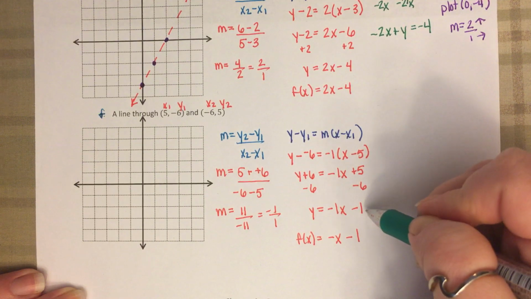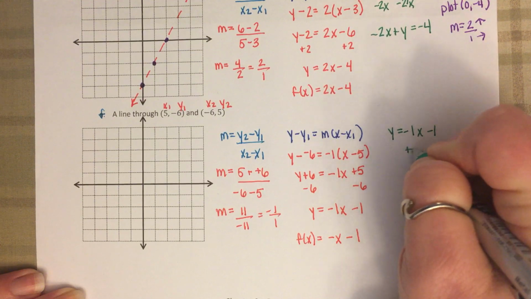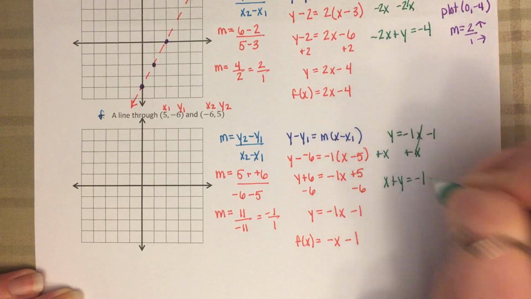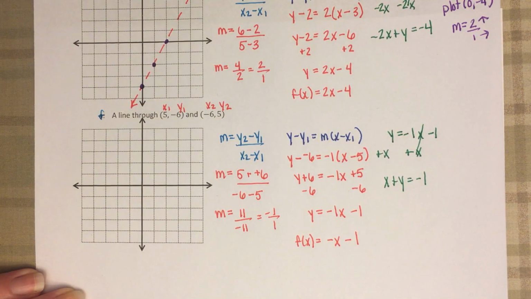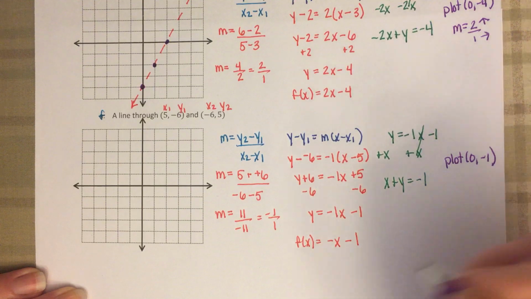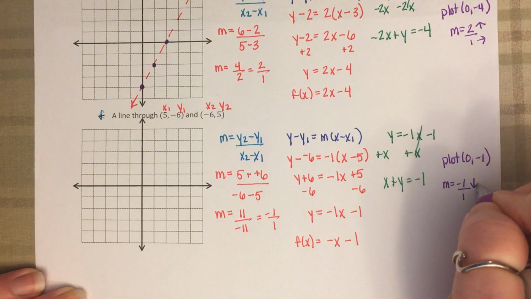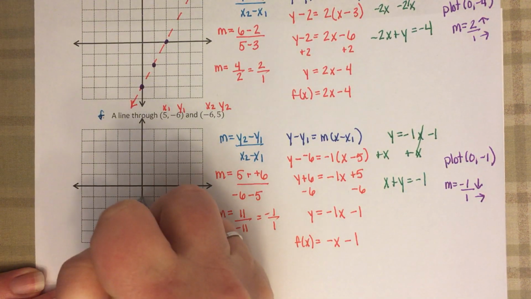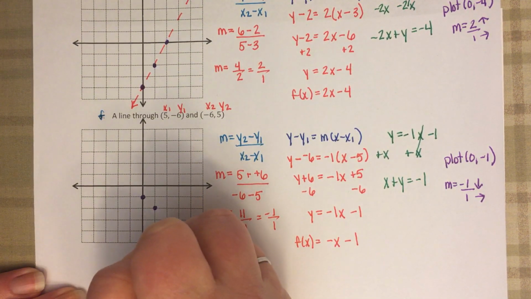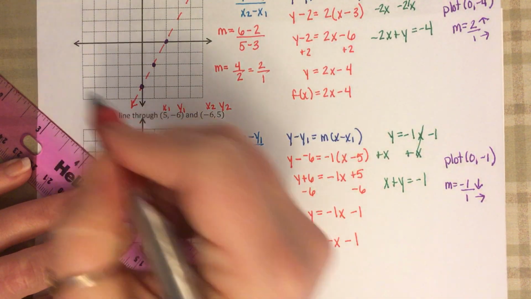To get our standard form, we're going to come back to our slope-intercept form. Y equals negative 1, x minus 1. We're going to add x to both sides. X plus y equals negative 1. Then finally, to sketch our graph, we start with our y-intercept. Our y-intercept, again going back to this equation, is our negative 1. Our slope is also negative 1. So on our graph, we start with our y-intercept of 0, negative 1, and then we move down 1 and to the right 1. Again, add as many points as you feel necessary, and then we can connect our dots to get a nice straight line.